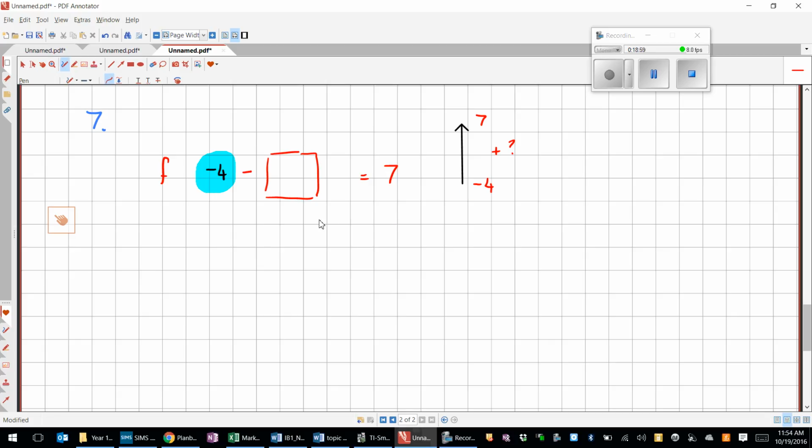That means we have to subtract a negative, and then it's what? Well, negative 4 to 7 is 4 to 7. 11.